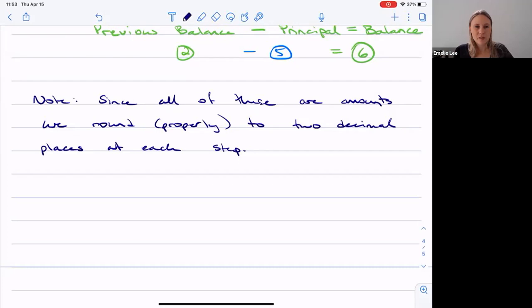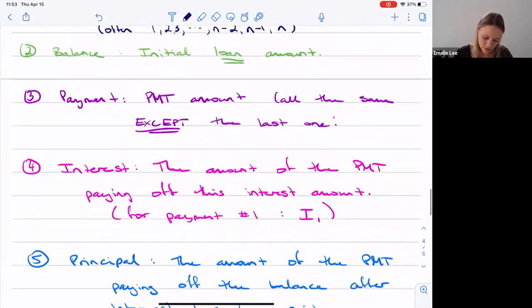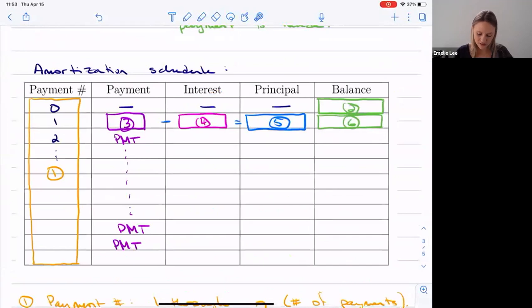Okay, so what happens is, we could go through, and we haven't talked about how to find the interest; I've skirted around it because I'm going to do it in the example.